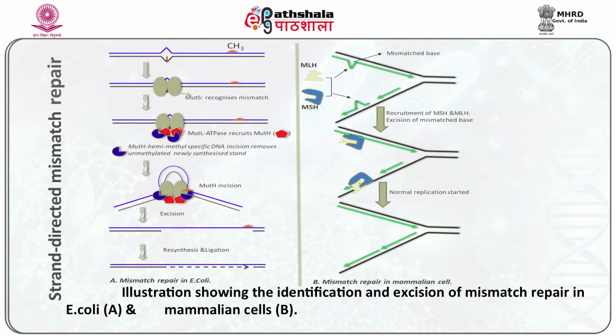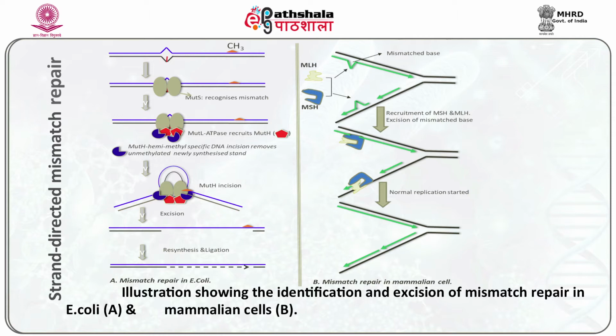This mismatch repair enzyme scans the newly replicated genome for mismatches and accurately repairs. If a mismatch is found, then the enzyme would identify and excise the mismatched base from the new strand and rectify the error, and the original sequence is restored. This figure is showing the identification and excision of mismatch repair in E. coli and mammalian cells.